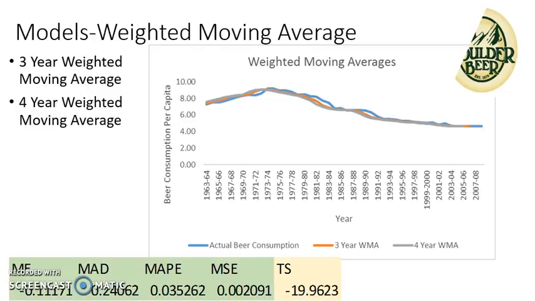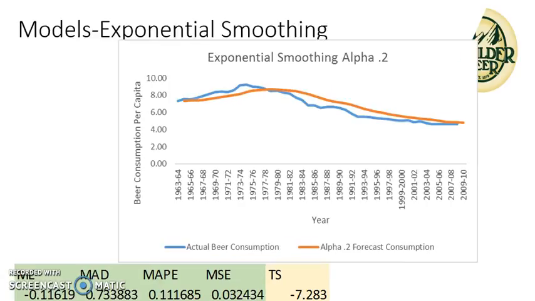The weighted moving averages seem to show a slightly better model than the non-weighted moving averages. However, the tracking signal still tells us that we cannot use this model as an accurate forecaster.